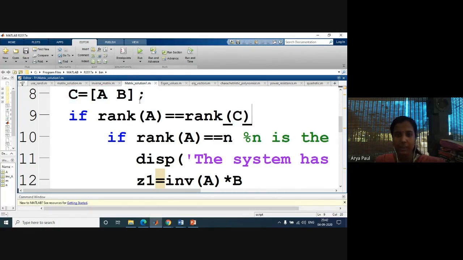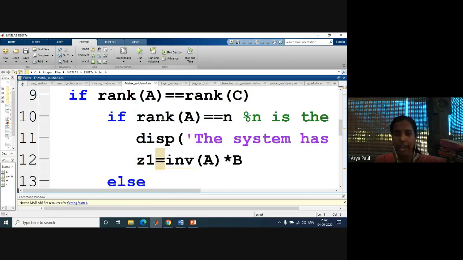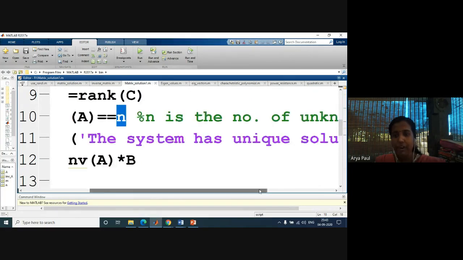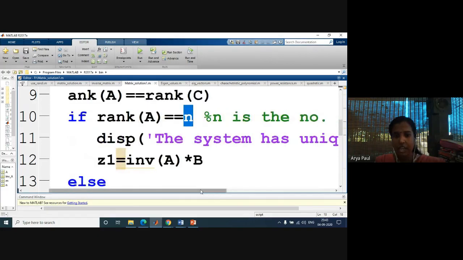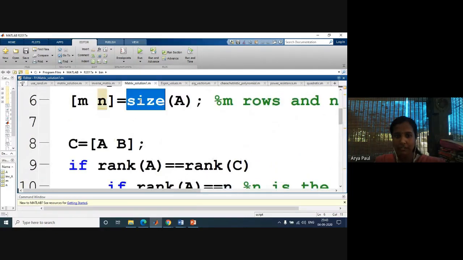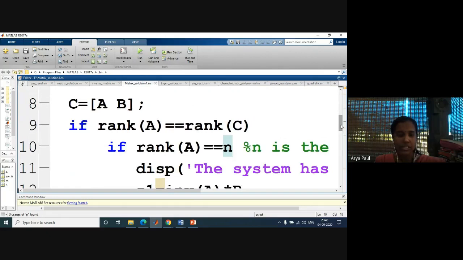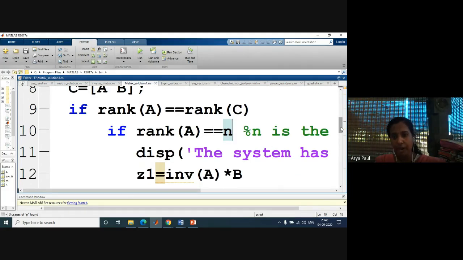If rank of C is equal to rank of A, then inside that if statement, you need to again check whether the rank of A is equal to the number of unknowns. What is the number of unknowns? It will be the number of columns, isn't it? N is the number of columns of matrix A, from size of A. Since the number of columns of a matrix is equal to the number of unknowns, N is the number of unknowns.